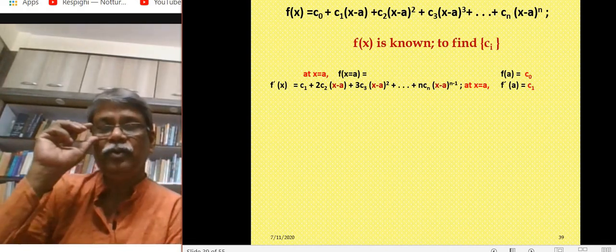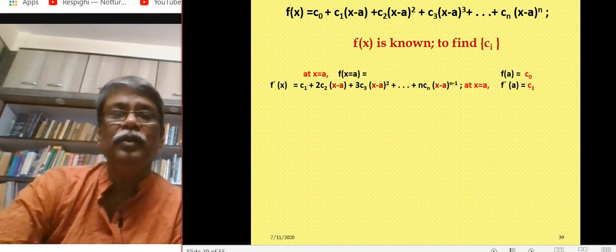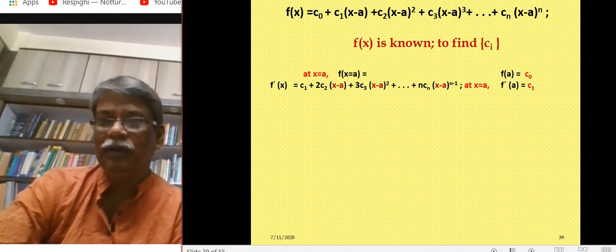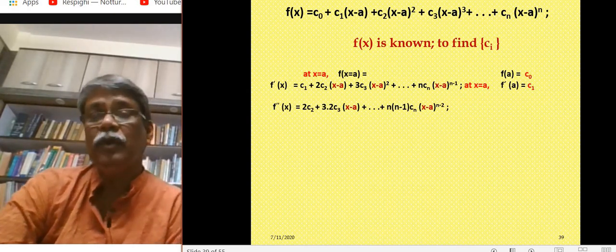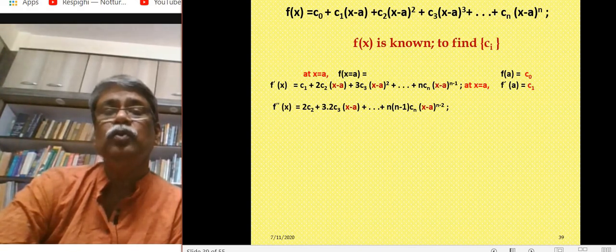So you have got c0 is f(a), c1 is f prime a. You may be tempted to anticipate the next term c2, trying to follow the pattern. You may say that okay, if c0 is f(a) and c1 is f prime a, then c2 is going to be f double prime a, and so on. So let us see. Again, I will follow the same trick and take the next derivative. c1 will be 0, and 2c2 would be there, and 3 into 2 is c3 into (x minus a), and finally n into (n minus 1) cn (x minus a) to the power n minus 2.